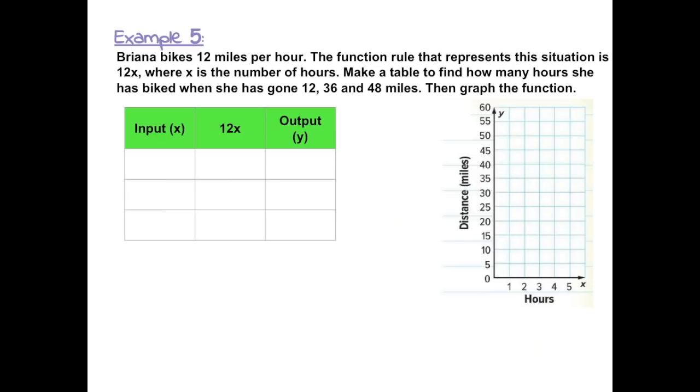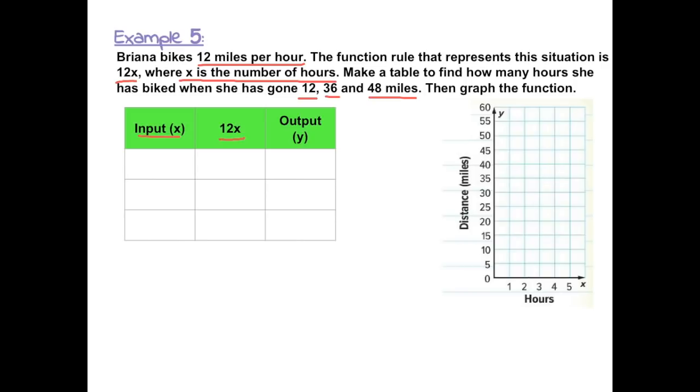Example 5. Brianna bikes 12 miles per hour. The function rule that represents this situation is 12x, where x is the number of hours. Make a table to find how many hours she has biked when she has gone 12, 36, and 48 miles. Then graph the function. So we're given our function rule is 12x, and we know that x, which is the input, represents hours. We're given 12, 36, and 48 miles.